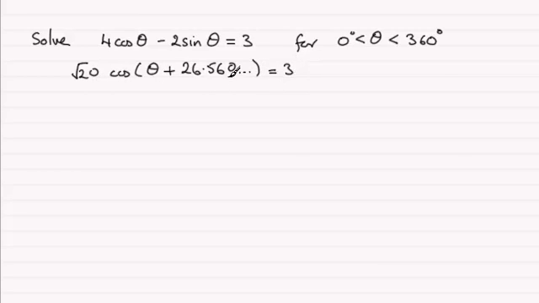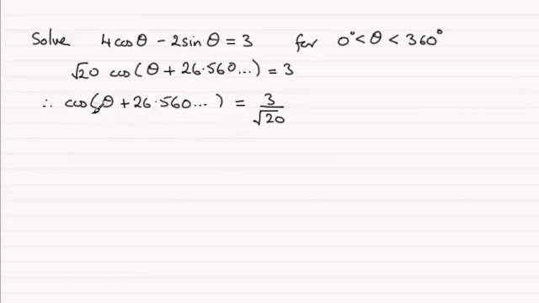So if you're not sure about this, do check out the previous video. Root 20, by the way, you could write as 2 root 5. It's up to you. Now what I need to do next is to divide both sides by the root of 20. So therefore we end up with the cosine of theta plus 26.560 and so on is equal to 3 divided by root 20.